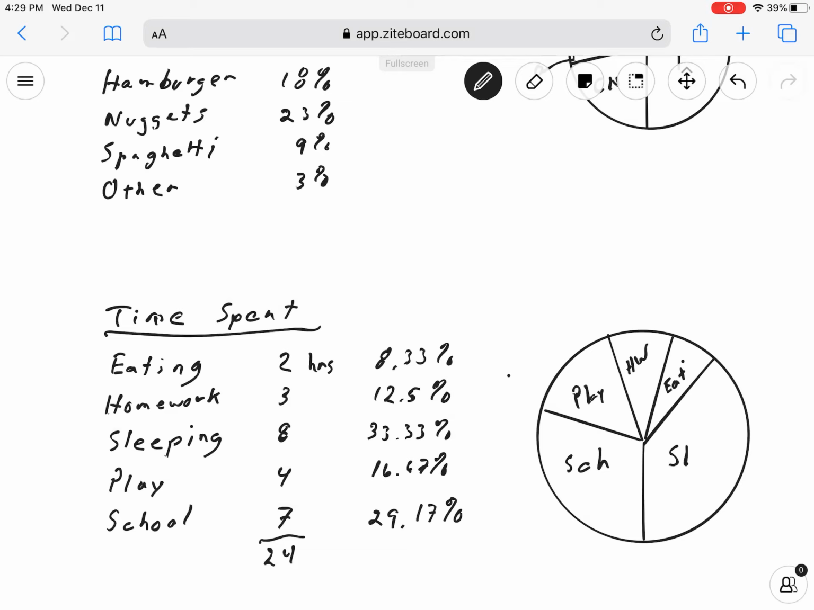Okay, so again, that time we had to do the percentages before we could make the pie chart. Okay, pretty simple. We'll do it with some problems in class, and I'll talk to you then.